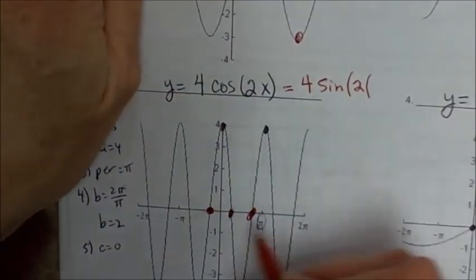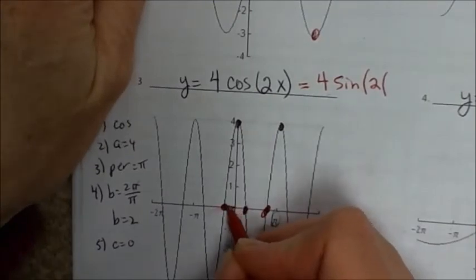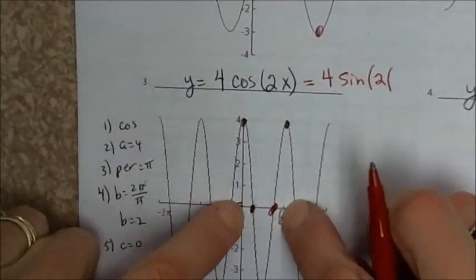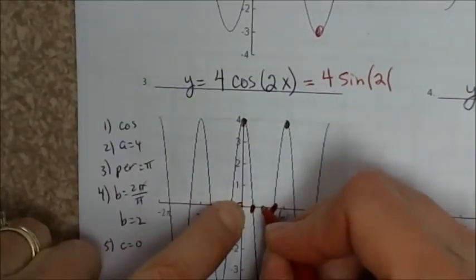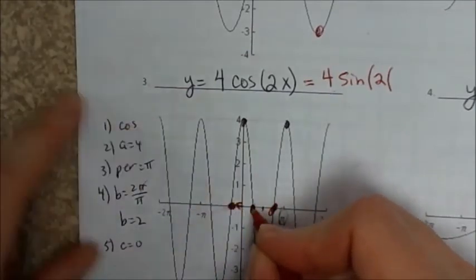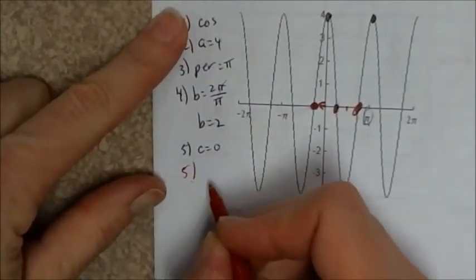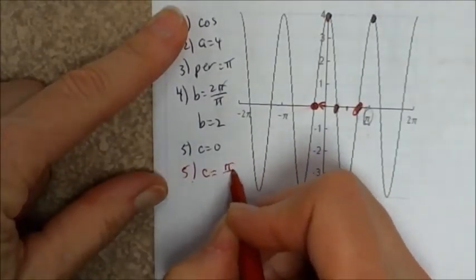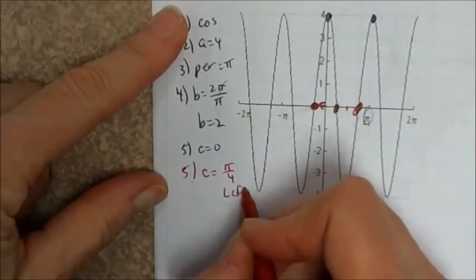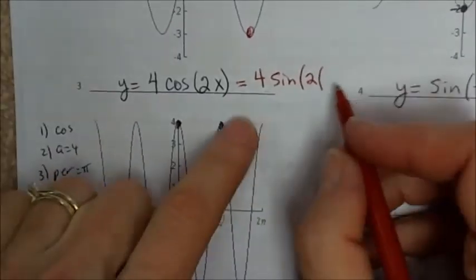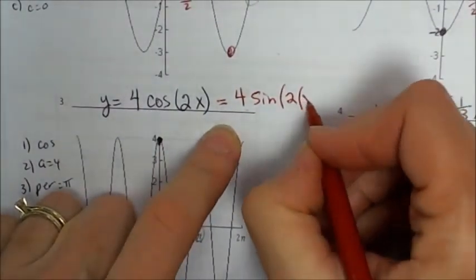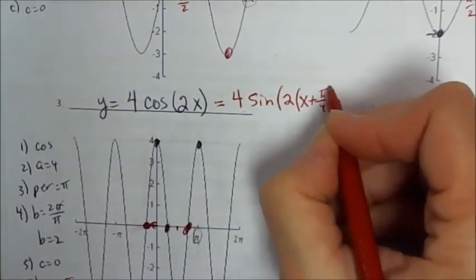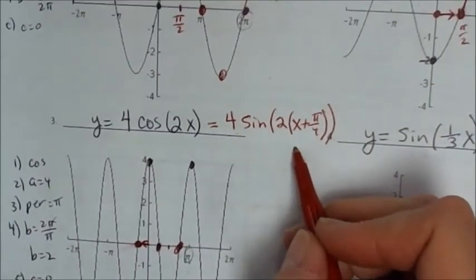You have to open up parentheses. And this has been shifted to the left. And how much? Well, if between here and here is pi, this is pi over 2. So this is pi over 4. So this value, number 5, if we wanted to write this as a sine curve, this C is equal to pi over 4, and that's been shifted to the left. And left means plus. So we have 4 sine 2 parentheses x, left is plus pi over 4 parentheses. You've got a double parentheses here to close up.